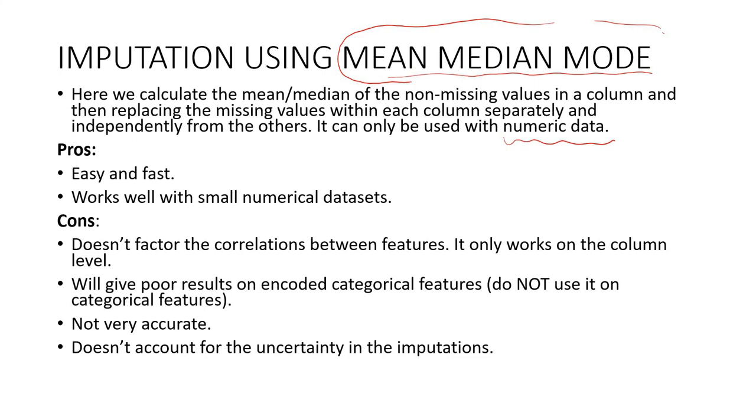You can understand that you can calculate the mean or median or mode if the data is numeric. If it is categorical data, we cannot use this approach. Pros and cons of this. Pros: it is easy and fast, and works well with small numerical data sets. We can't use it with categorical data sets. Cons: it doesn't factor in the correlation between features. It only works at the column level.